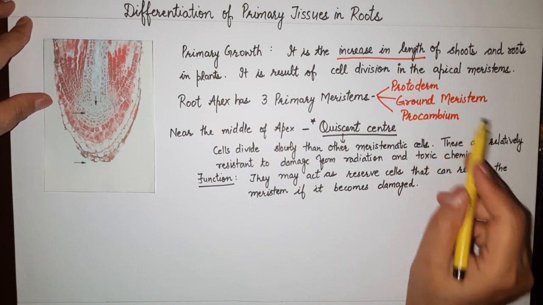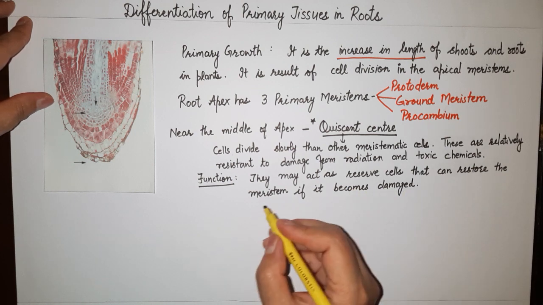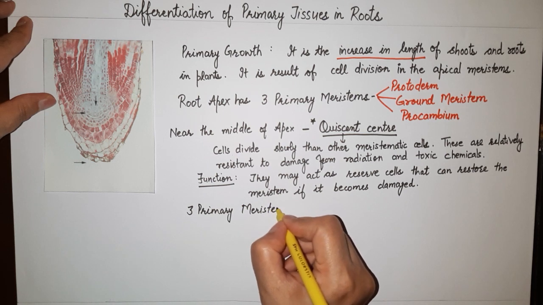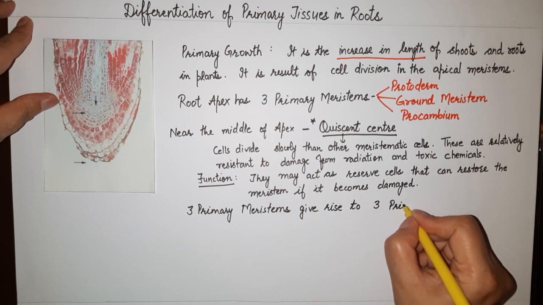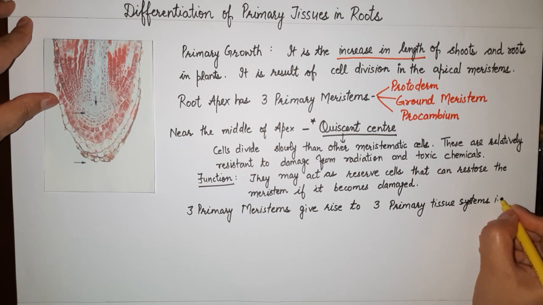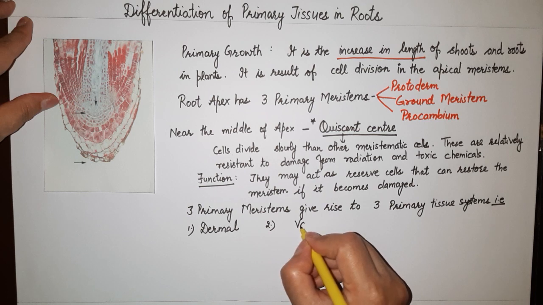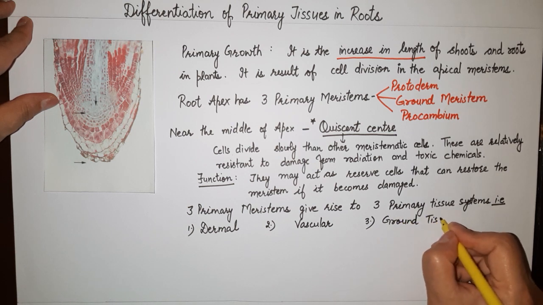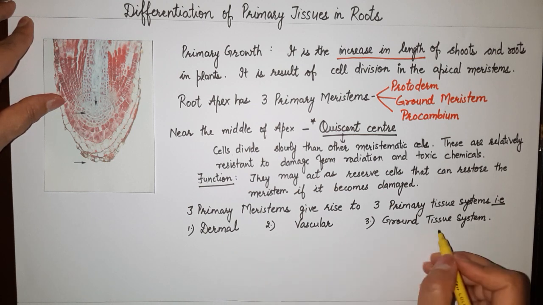So, now what happens to these primary meristems? These three primary meristems give rise to three primary tissue systems. Now, what are those systems? That is dermal, vascular and ground tissue system. Okay. So, what will be the fate of these, that we will discuss later on.